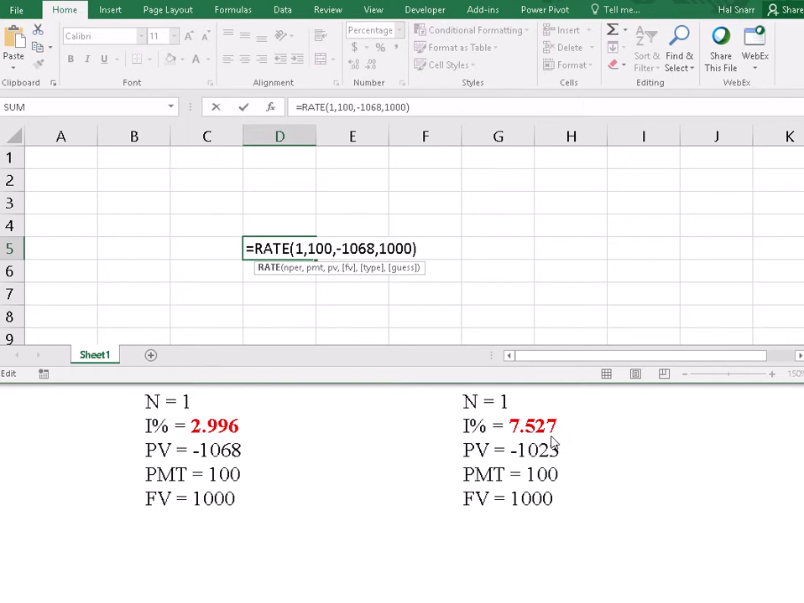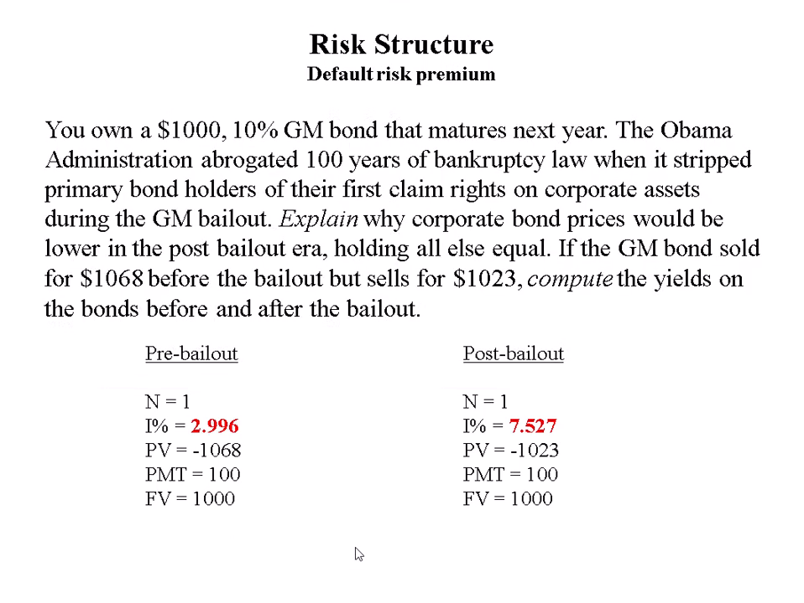To get this 7.5227, all we've got to do is change the price, remember? The price got bid down from 1068 to 1023 because people realized, wow, this administration just erased the primary bondholder rights to the company assets by giving them to the government and the labor union. So you can see that the yield to maturity went up. So the default risk premium is this difference, just under 5 percentage points, about 5 point.